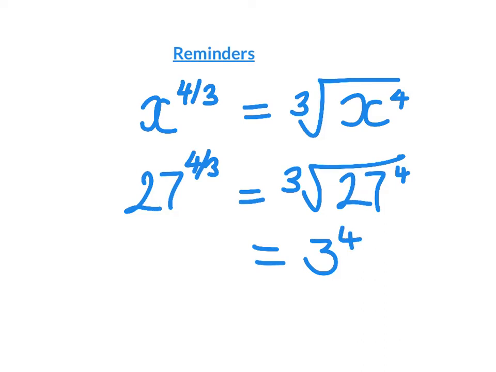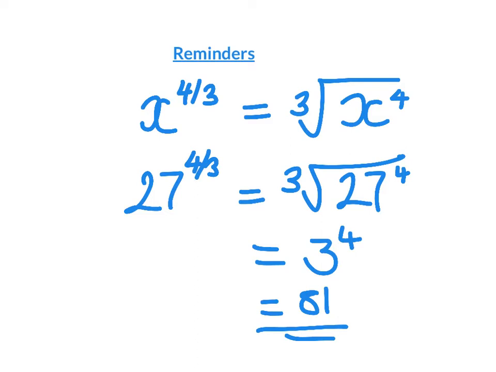So that means I've worked out the cube root of 27 to be 3, and now I need to raise that to the power of 4. Well, 3 times 3 times 3 is 27, times 3 is 81. If you are not confident in this skill, please go to the essential skills at the back and practice this before you attempt the exercises today.